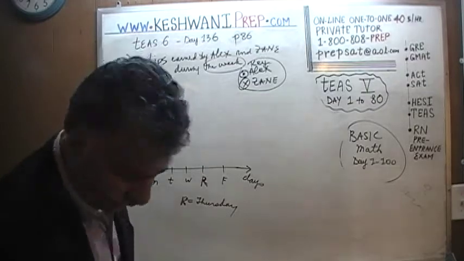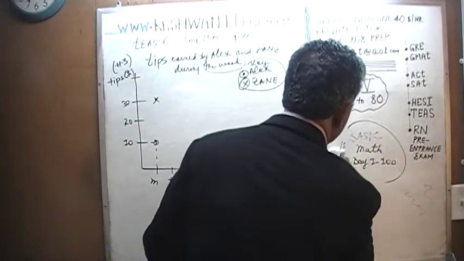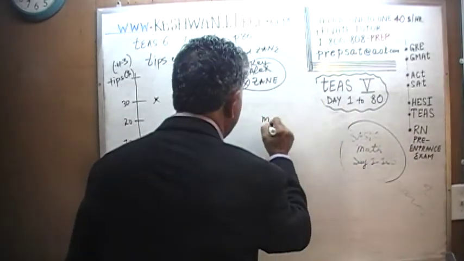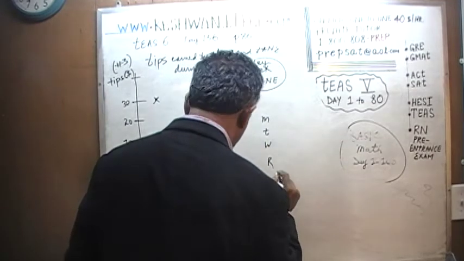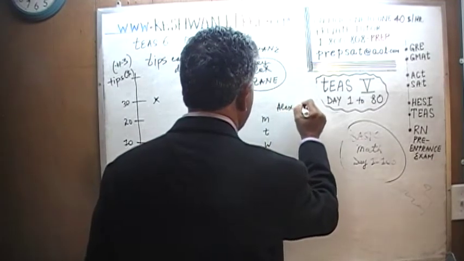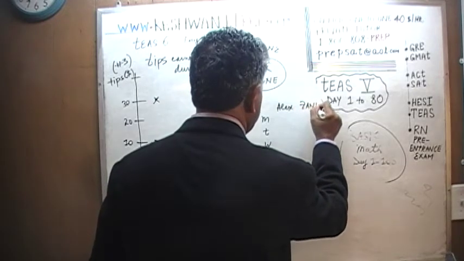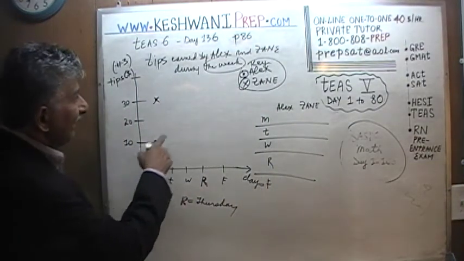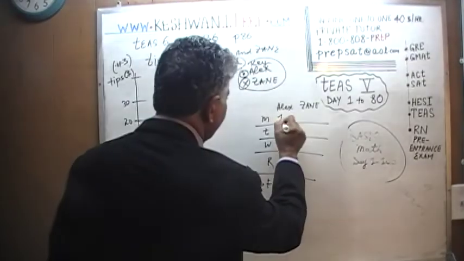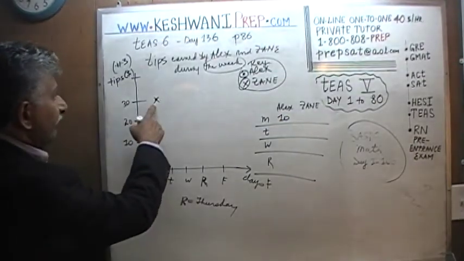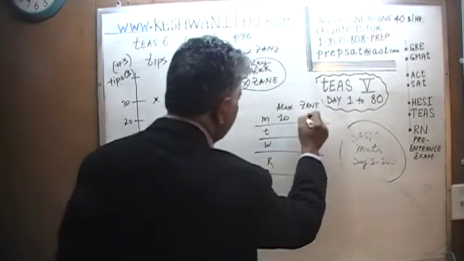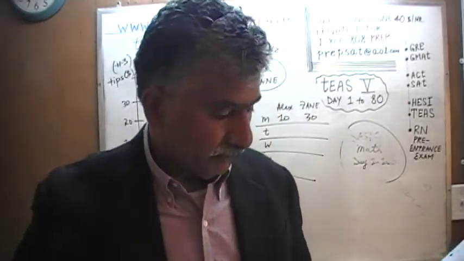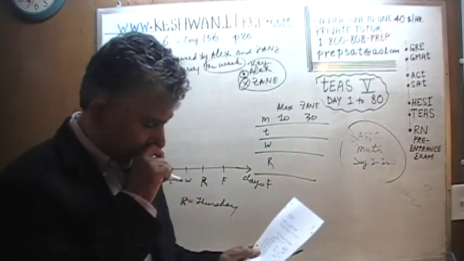Let's put it in the form of a chart, what we just said. Here we have Monday, Tuesday, Wednesday, Thursday, and Friday. Here we have Alex, and here we have Zane. We just established that this dot represents Alex. He must have had $10 in tips on Monday. Cross represents Zane. She must have had $30. I'm not sure if Zane is a she or a he. Whatever the case might be, it is irrelevant. Let's go to the next one.